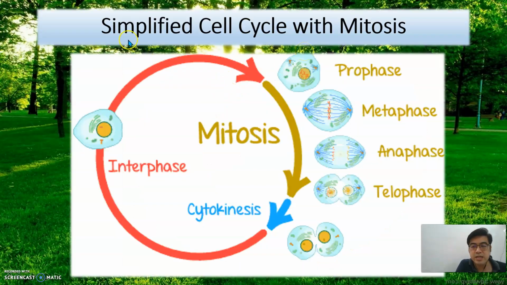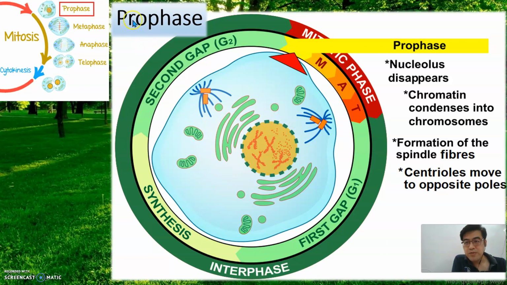Okay, so this is again a simplified cell cycle with mitosis. As you can see, the red part of the cycle here is the interphase, followed by mitosis, and not forgetting cytokinesis after mitosis, which basically means cell dividing. Cyto means cell, kinesis means divide. All right. Keep in mind this diagram, because I will be reminding you which stage we are in. So let's begin with prophase.